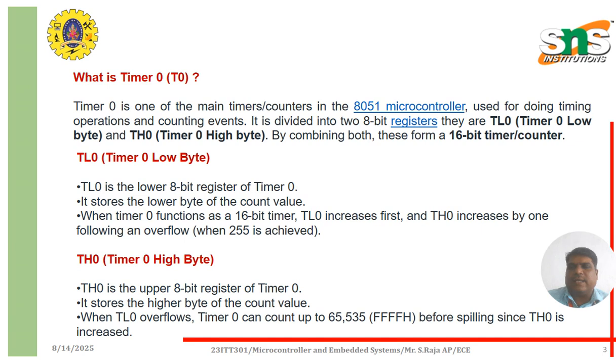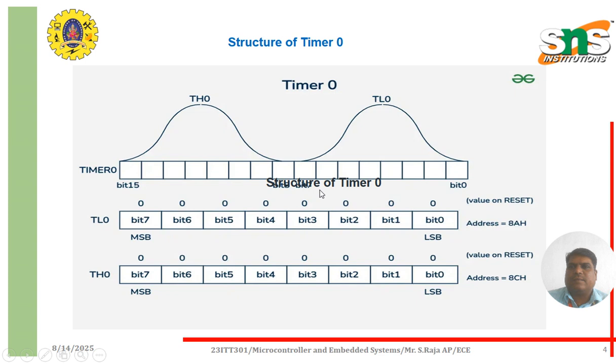Next, TH0, that is timer 0 high byte. TH0 is the upper 8-bit register of timer 0. It stores the higher byte of the count value. When TL0 overflows, TH0 is incremented, and timer 0 can count up to 65,535 before overflowing. This is the structure of timer 0, consisting of TH0 and TL0, each 8 bits.